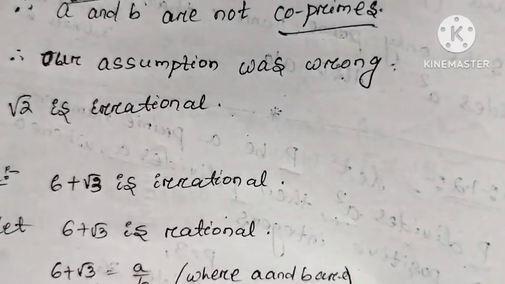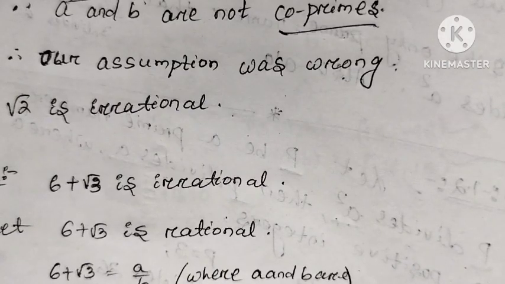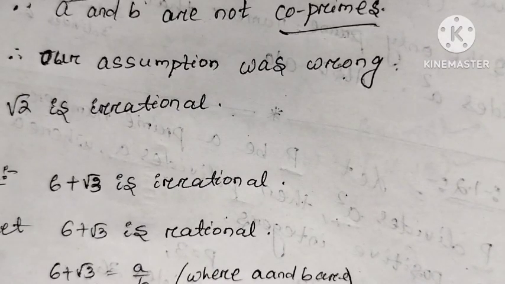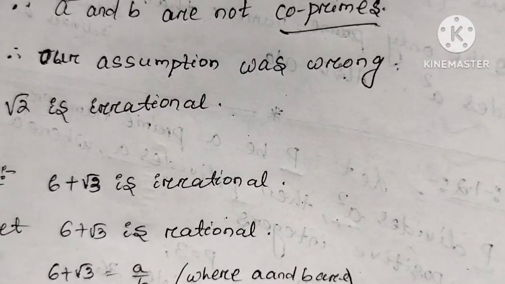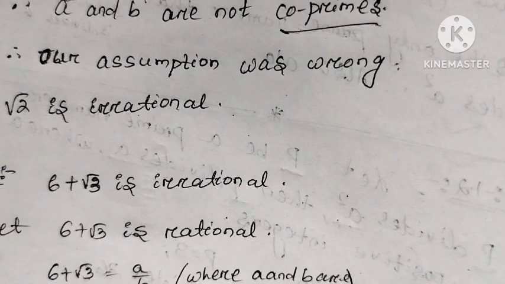This is only four steps. The first step: assume root 2 is a rational number. Rational means it is in a by b form, where b is not equal to 0 and a and b are co-prime numbers. What is the meaning of co-prime? The HCF is 1. Then take the squaring of both sides. Then 2 divides a squared, then 2 divides a. This is equation 1.